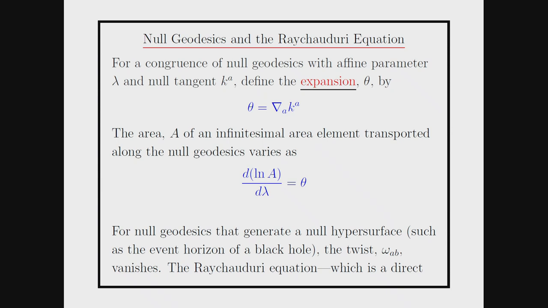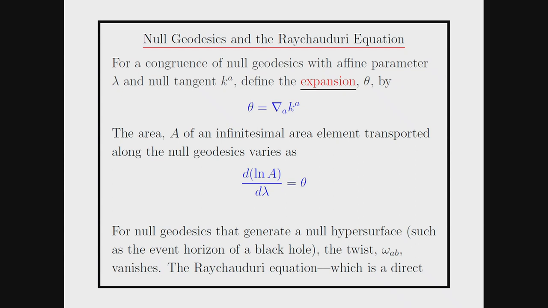And again, in four space-time dimensions, the null hypersurface is three-dimensional, a cross-section will be two-dimensional, and if I look at an infinitesimal area element that is carried along by these null geodesics, then in fact, the expansion as I've defined it here is just the derivative with respect to affine parameter of the log of the area of an element carried along by these null geodesics.